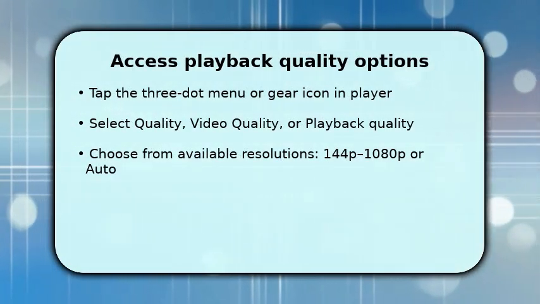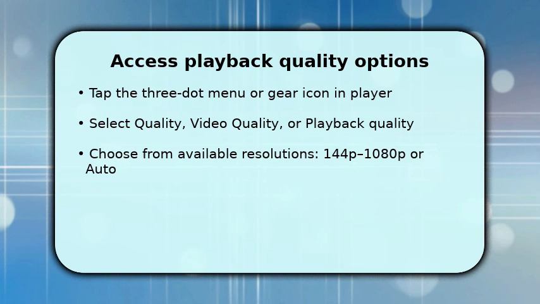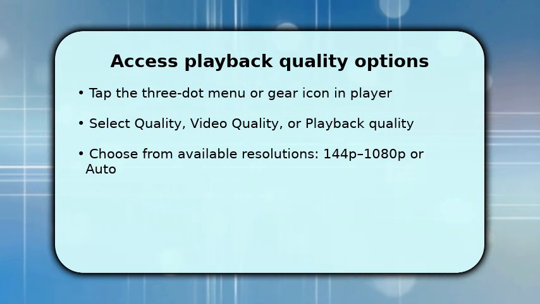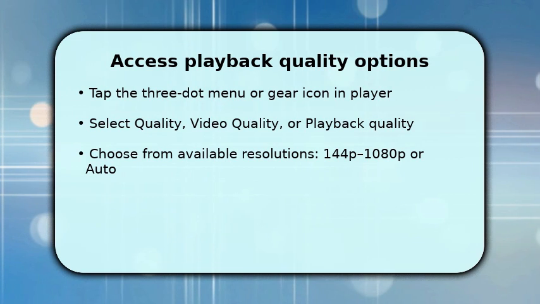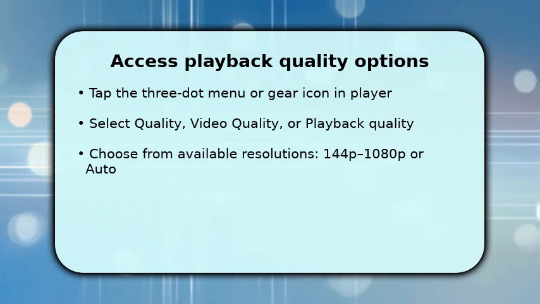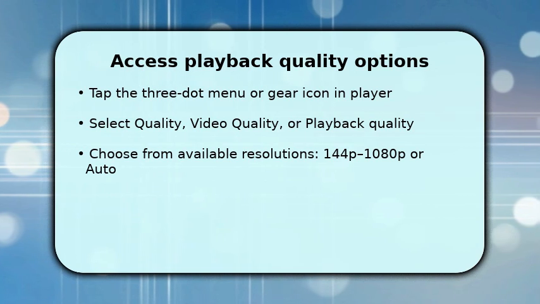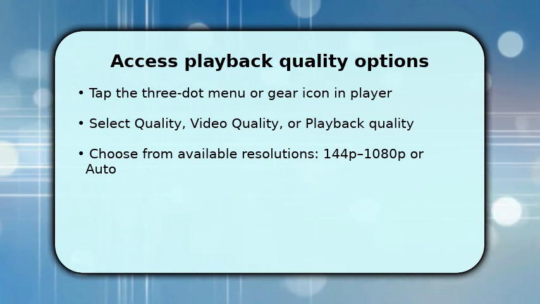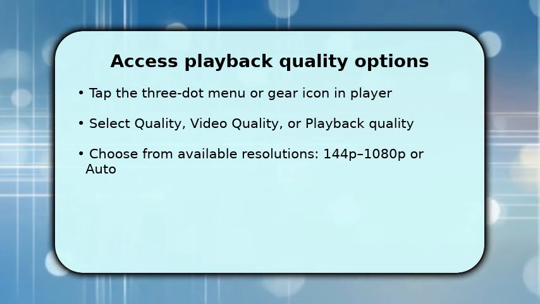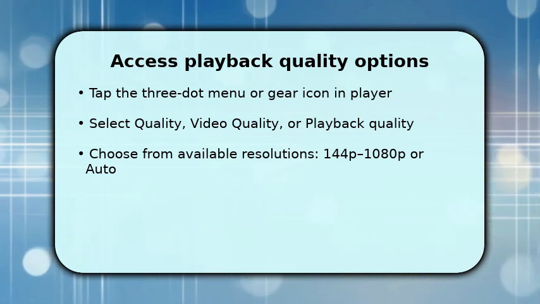You'll see a quality or video quality entry. Select it. Telegram lists available resolutions based on the file. Choose a specific resolution like 360p or 720p for stable bandwidth, or pick Auto to let Telegram adapt. You should notice buffering or data change immediately.